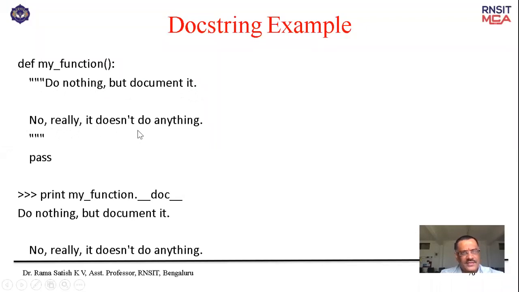It really doesn't do anything. Of course, you just write something. You write a pass function, and whenever I want to display the docstring of this, you can certainly write print my function dot underscore doc. You can certainly do it. Finished. Just done. So it will display the docstring of that particular function, the help of that particular function. It will give the same thing.